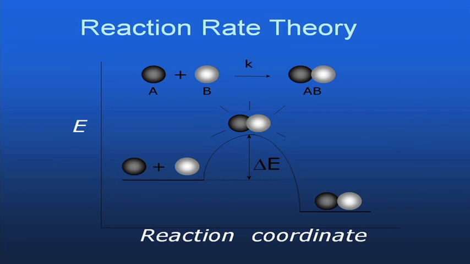Next, we will move on to another theory, which is the transition state theory. This is a typical diagram: A plus B with a rate constant producing AB. This is your reactant side, and it is depicted as an exothermic reaction. And this is your energy of activation, delta E.